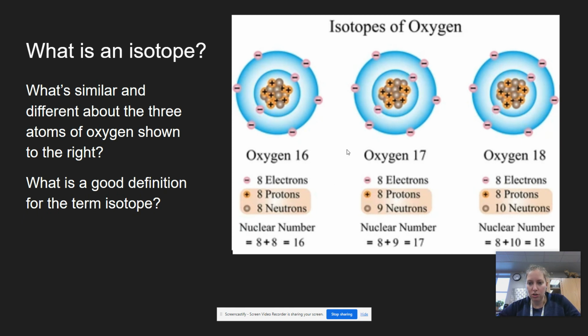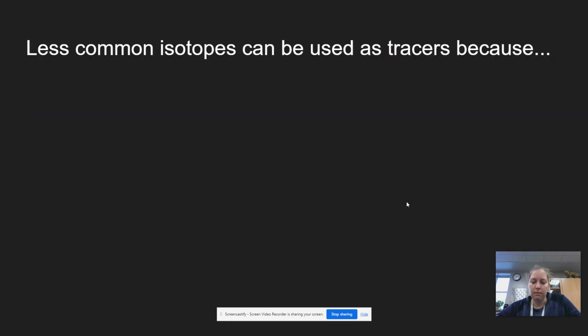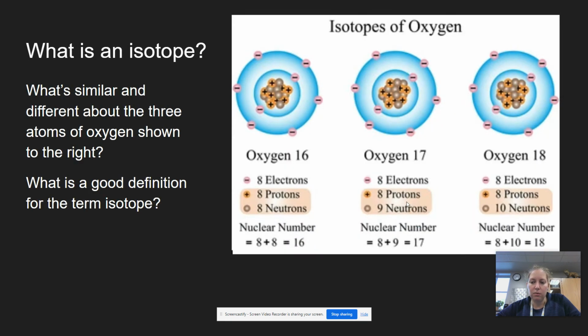and doesn't change the fact that they're all atoms of oxygen, that ratio of neutrons to protons can make some isotopes radioactive, can make the nucleus of some isotopes radioactive, while other isotopes of the same element are not. So take some time to record a good definition of the term isotope in your notebooks.